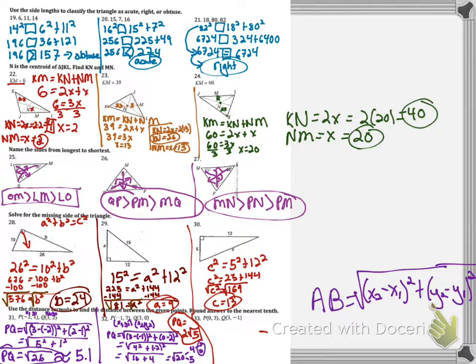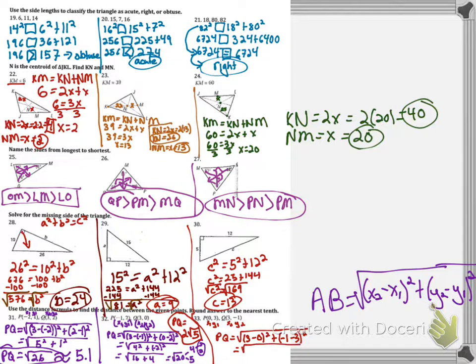And then the last one in this category, for this page at least, we're going to label these x1, y1, x2, y2. We have the distance PQ equals the square root of x2, which is 3, minus 0 squared, plus y2, which is negative 1 minus 3 squared.